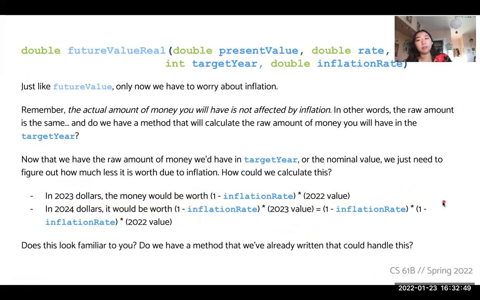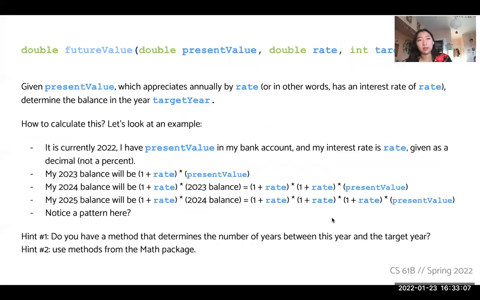Or we could expand this out to be 1 minus inflation rate times 1 minus inflation rate times the 2022 value. Maybe this is looking very familiar to you, and this asks the question, do we have a method we've already written that could handle this? I want to give a huge hint right now, which is that in future value, we never specified that the rate had to be positive. So think about what happens if you give it a negative rate.